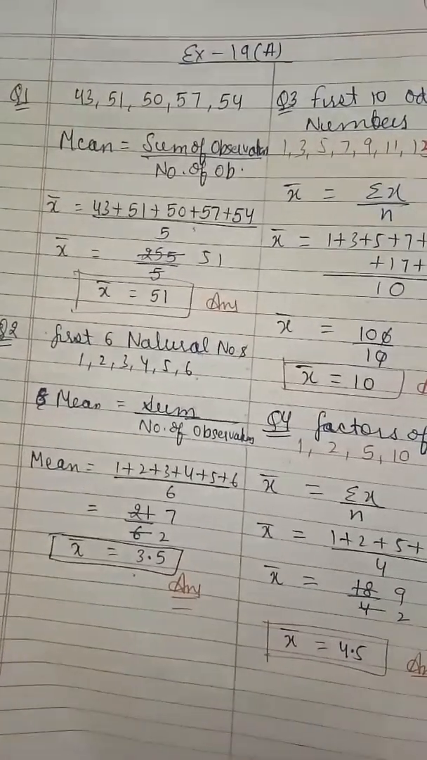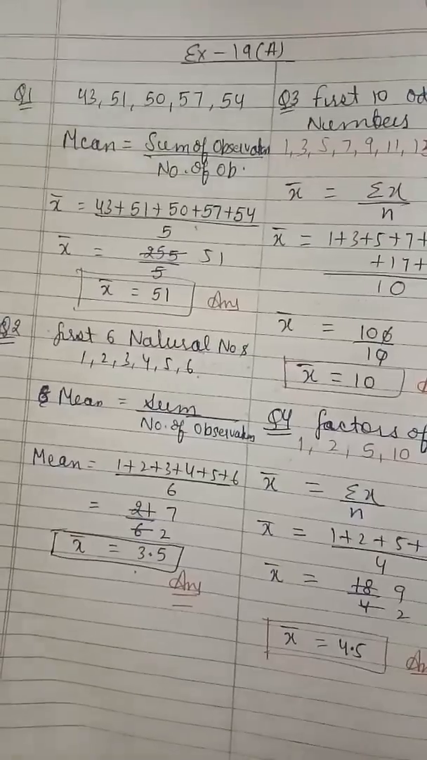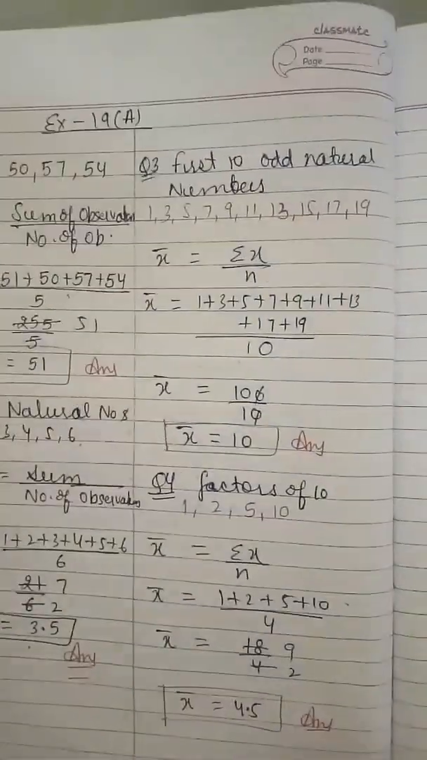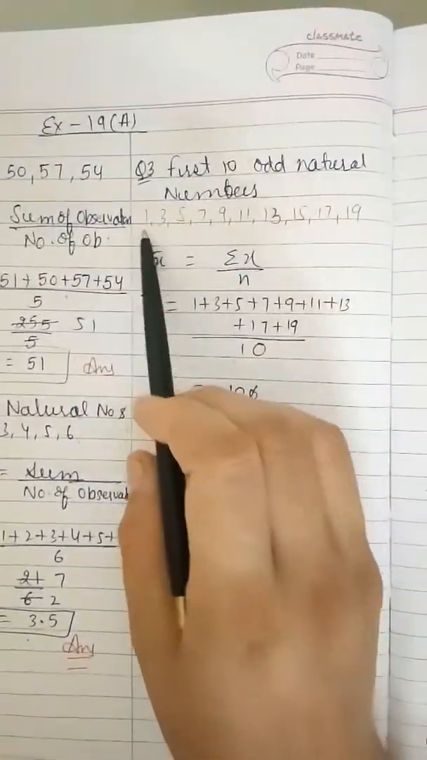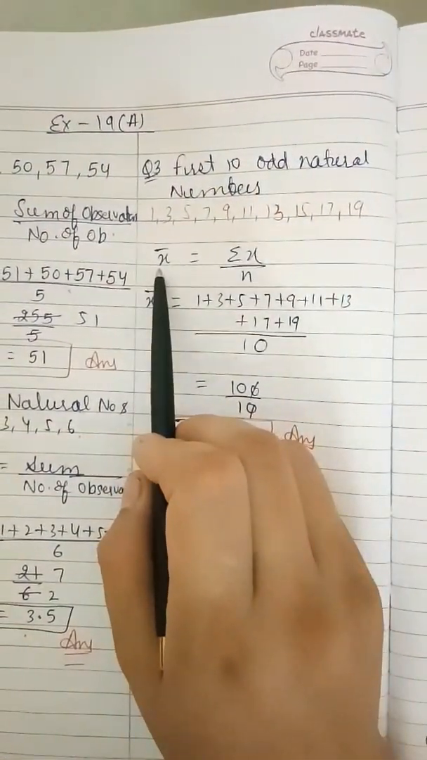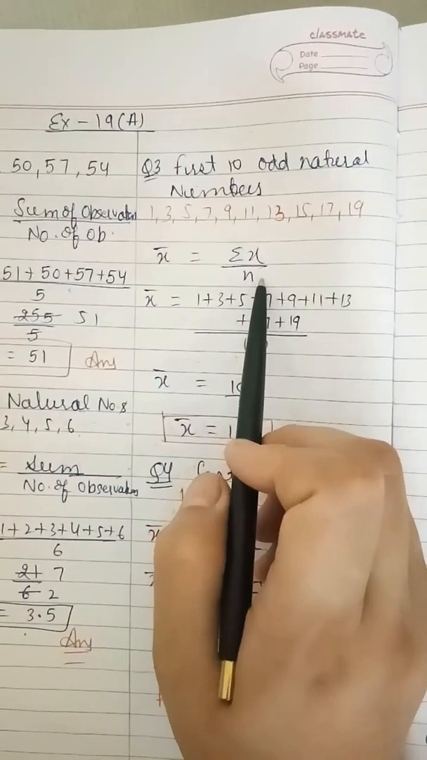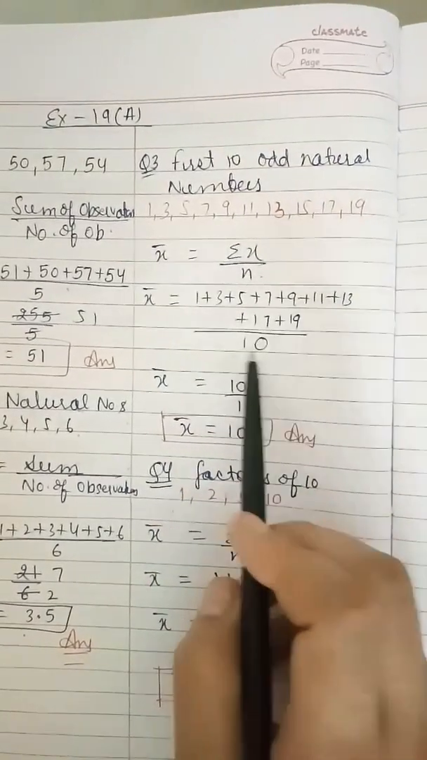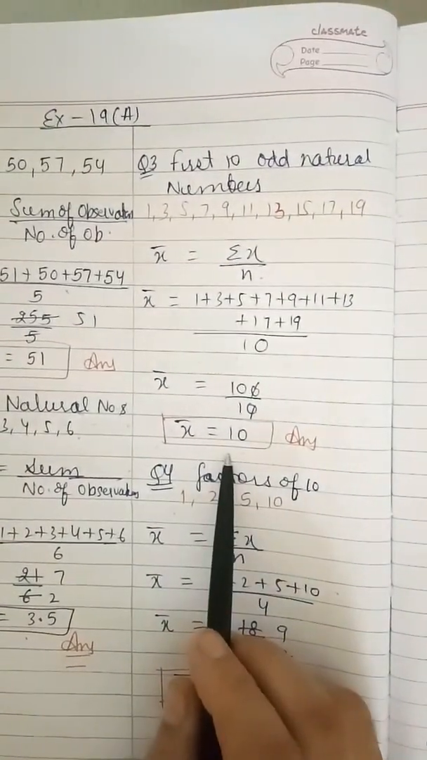Third is find the mean of the first 10 odd natural numbers. Very simple. Odd numbers, we know the first 10 odd numbers are 1 starting from 1 till 19. Then x bar, that is sum of observations divided by number of observations, we will add and divide by 10. So our answer is 10.